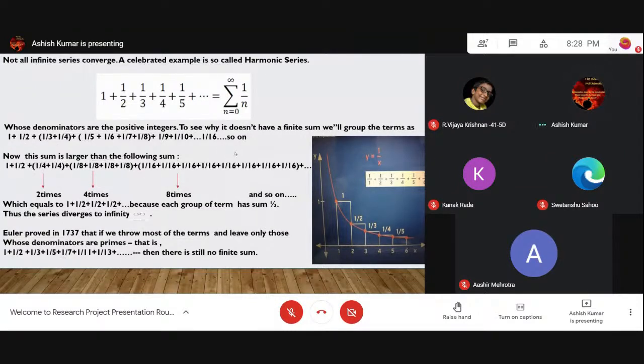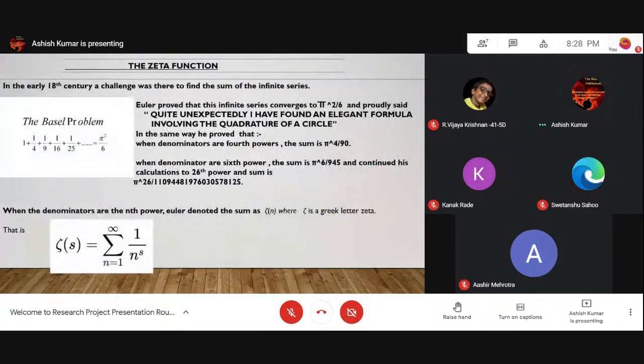Now we'll learn about the zeta function. In the early 18th century, there was a challenge to find the sum of this infinite series. This was known as the Basel problem. Euler proved that this infinite series converges to pi square over 6, and proudly said that quite unexpectedly, he had found an elegant formula involving the quadrature of a circle.